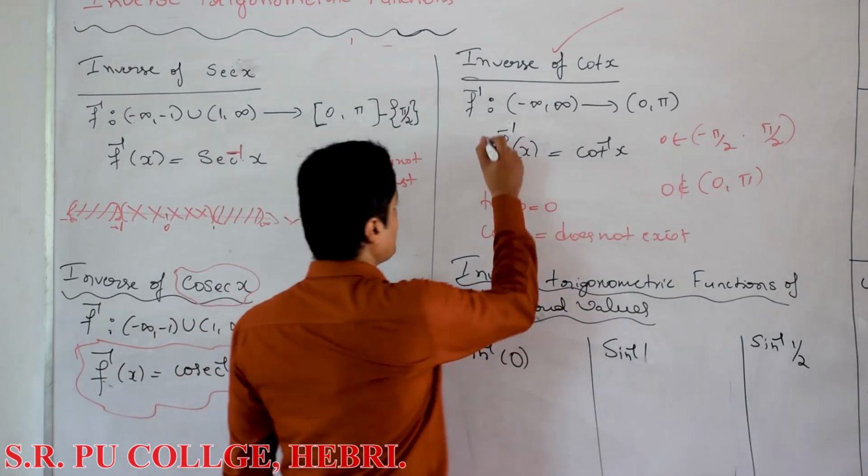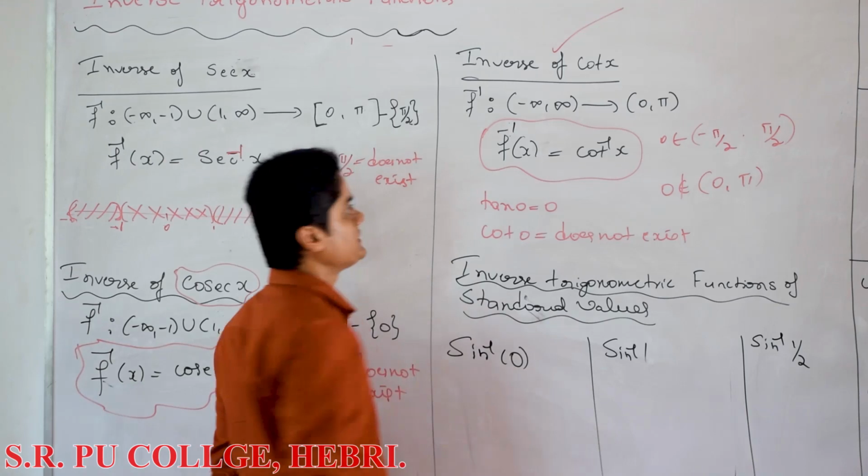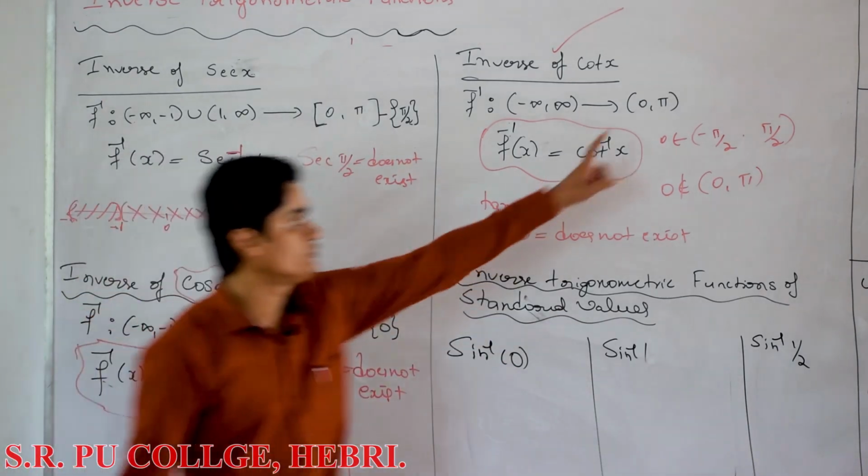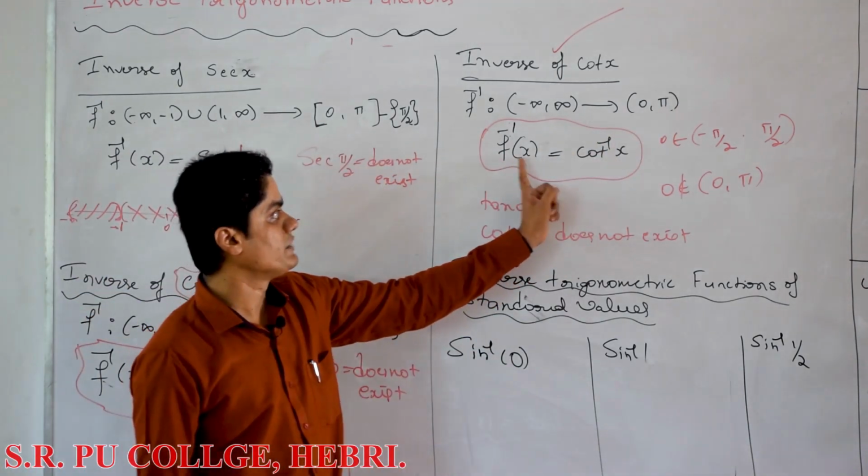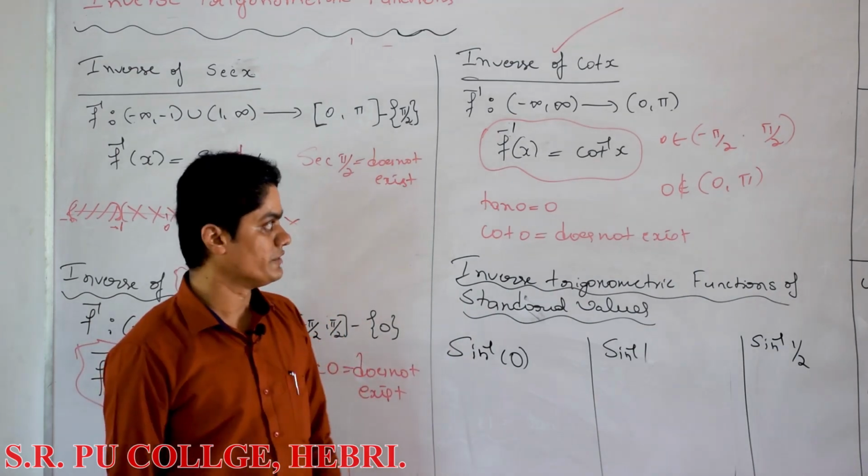So how to define the inverse of cot x? It is a function from minus infinity to plus infinity to 0 to pi, defined as f inverse of x is equal to cot inverse of x.